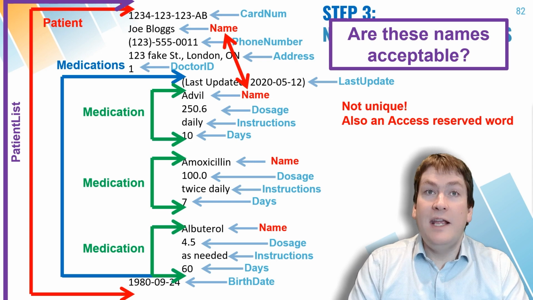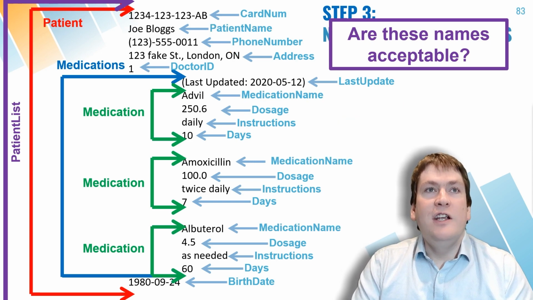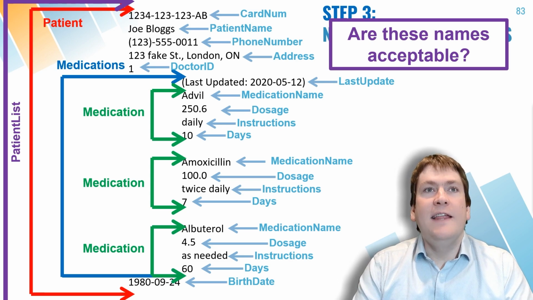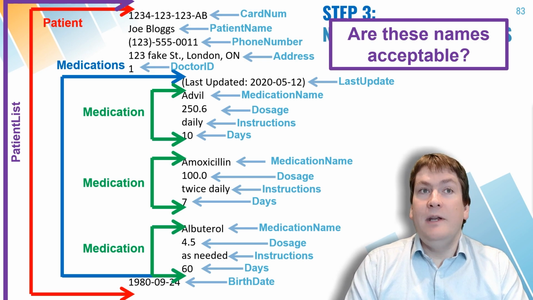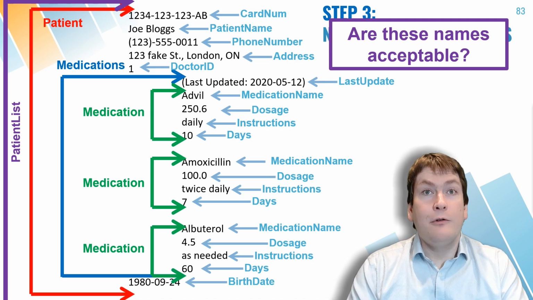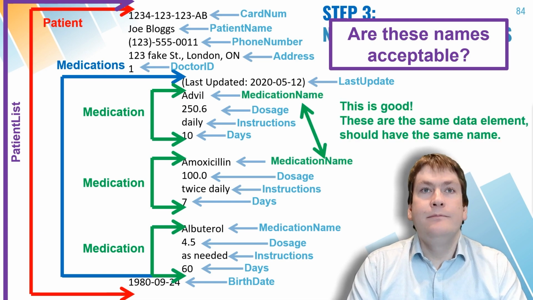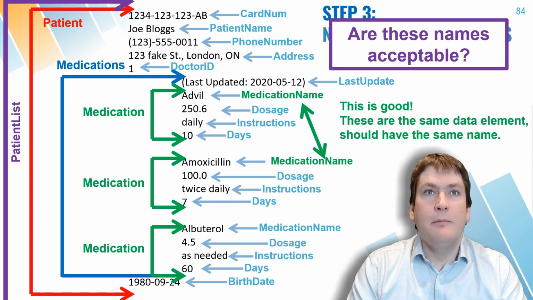The second issue is name is a reserved word in Access. So we're going to resolve this by changing name in patient to patient name, and we're going to change the name in medication to medication name. So once again, you can see that medication name is repeating, but that's okay because that's in the same group. Each data element in the same group should have the same name if it's the same data being represented. The problem is when they're not unique across different groupings. So that's good. This is what we'd want. We'd actually have problems if we didn't keep using the same name in the same group.